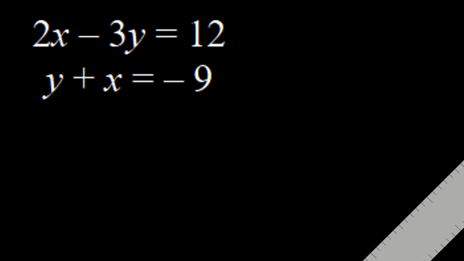I'm going to do two things. I'm going to rewrite the first equation. I don't like the order that things are in, so I'll change it to negative 3y plus 2x is 12. So I've just reordered the negative 3y and the 2x. And I did that because I want the x and y's in the same order below.